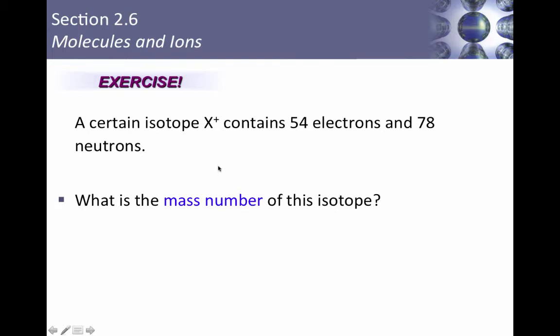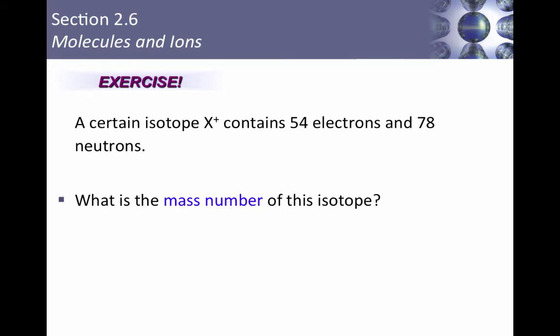So now remember, to find the mass number, I need the number of protons plus the number of neutrons. But if I look at this problem, I have an issue. I don't know how many protons it has. It didn't tell me. It says electrons and neutrons. Well, what can I do from this to figure out how many protons it has? Well, it says that this isotope is positively charged when it has 54 electrons. So if I imagine that if this now had 55 electrons, this would then become neutral.